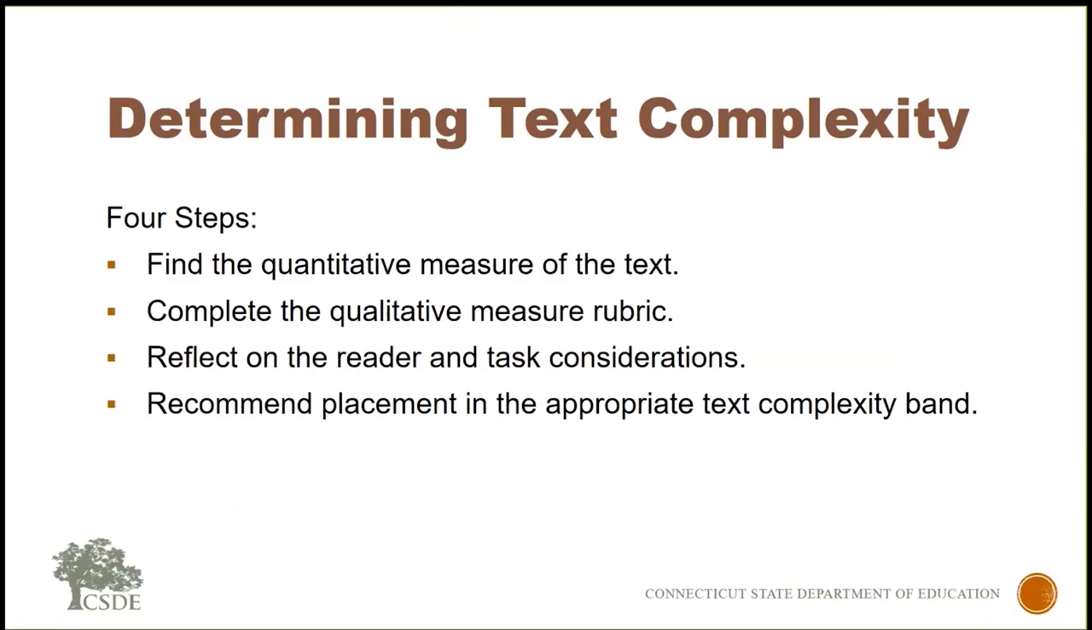Next, complete the qualitative rubric that aligns to the type of text chosen. Rubrics for literary and informational text were developed by educators from across the country. These rubrics align to the expectations for complex text in the Connecticut Core Standards Appendix A and can be found on the Connecticut State Department of Education website.